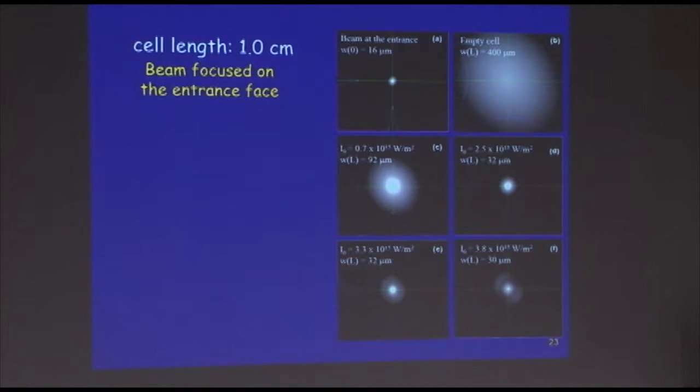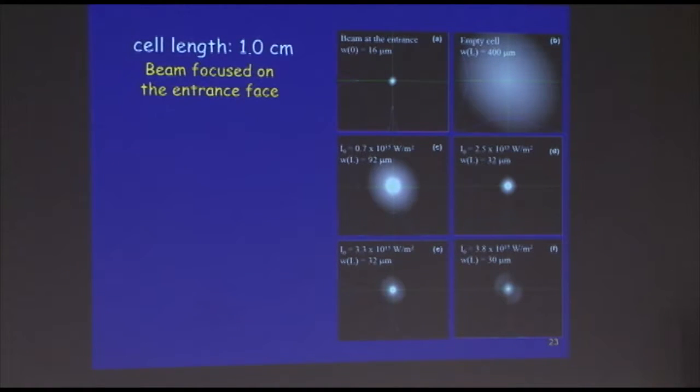And here are some of the results. We put the beam at the entrance of the cell with 16 micrometers, that's the profile. If we do not put CS2 in the cell, leave the empty cell, then after the position of the cell the beam now gets broader, about 400 microns, the beam waist.